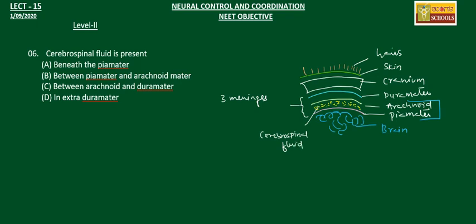Okay, so let's see the options here. Beneath the pia mater, no, beneath the pia mater we have the brain. Between pia mater and arachnoid matter, yes, it will be between pia mater and arachnoid matter. Between arachnoid and dura mater, no, so it is not. And in extra dura mater, not at all. So the answer is between pia mater and arachnoid matter. So option B is the right option.